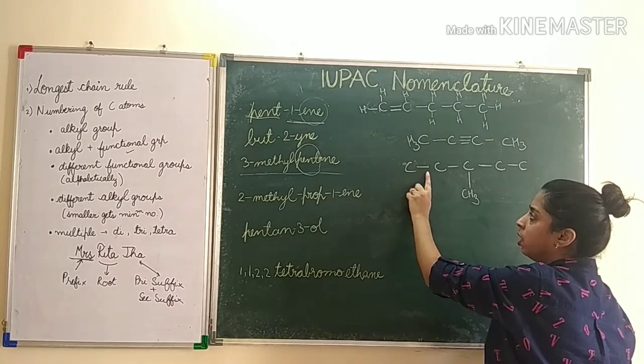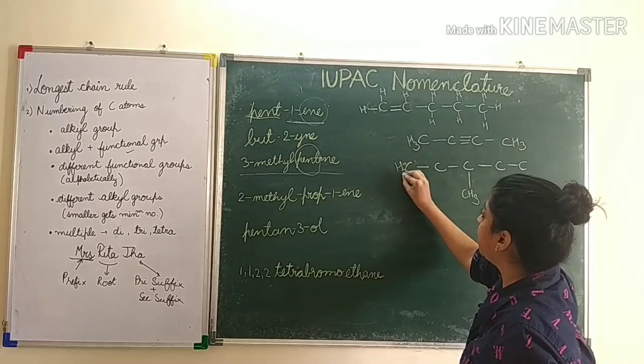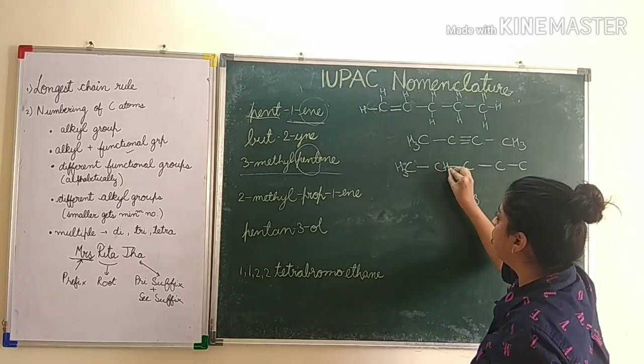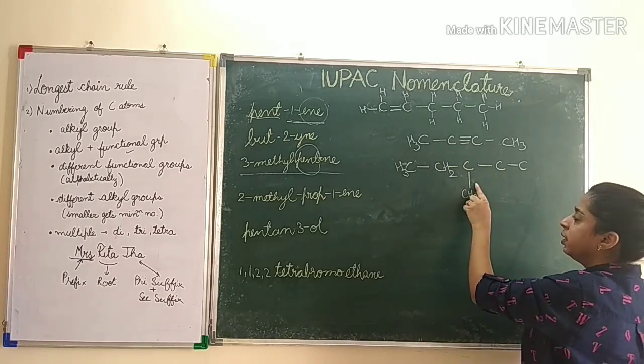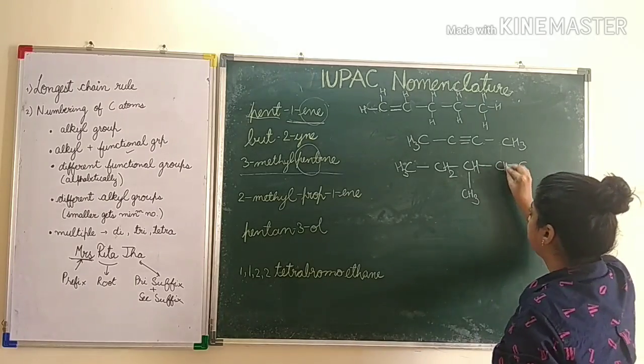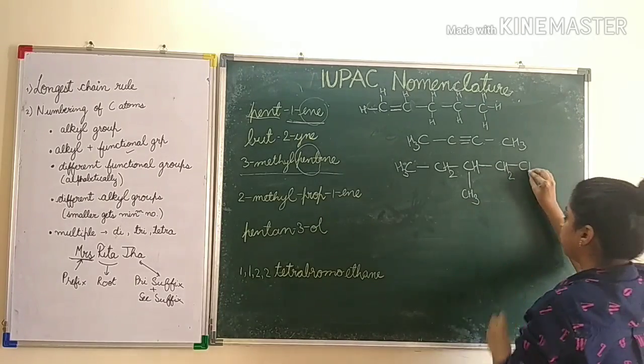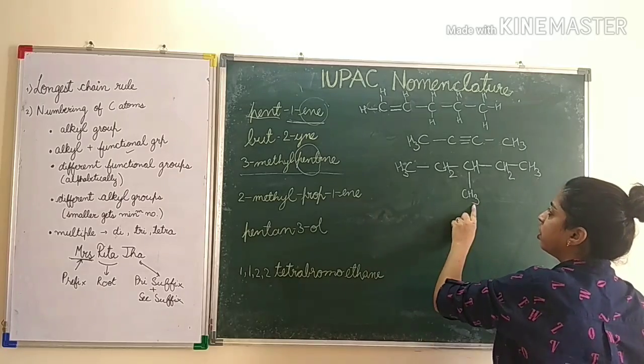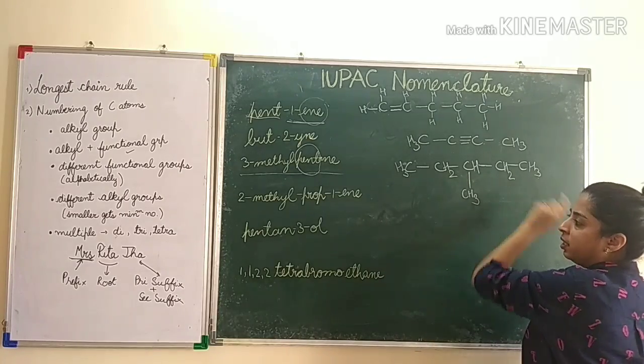Now this is 1. So 3 more. 2. So 2 more. 3. 1 more. 2. 2 more. And 1 is done. So 3 more. So this is 3-methylpentane.